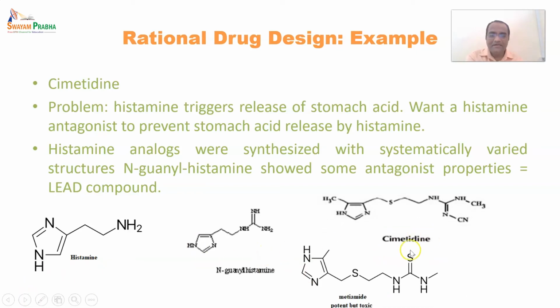and after that cimetidine was synthesized. In cimetidine, the sulfur was replaced with a nitrogen with a cyano group attached to it, and it now has antagonistic properties. And this ethyl chain was also modified by introducing a sulfur and adding one more methyl in it, and it formed cimetidine. So from this example, you can understand how rational drug designs are done.